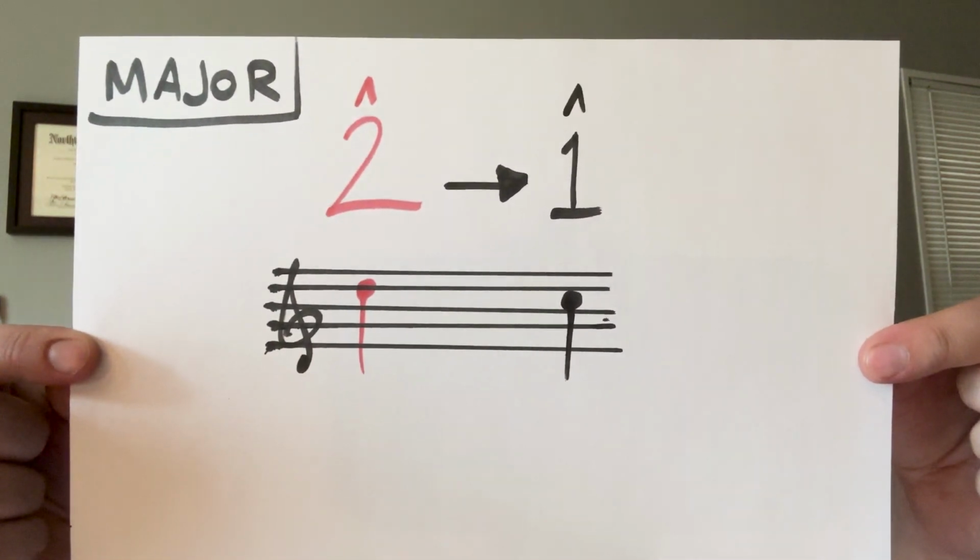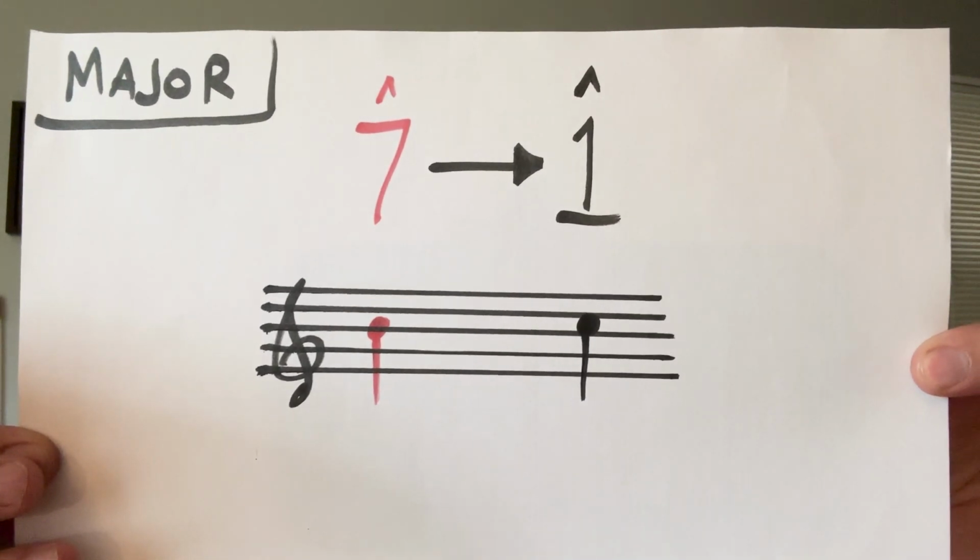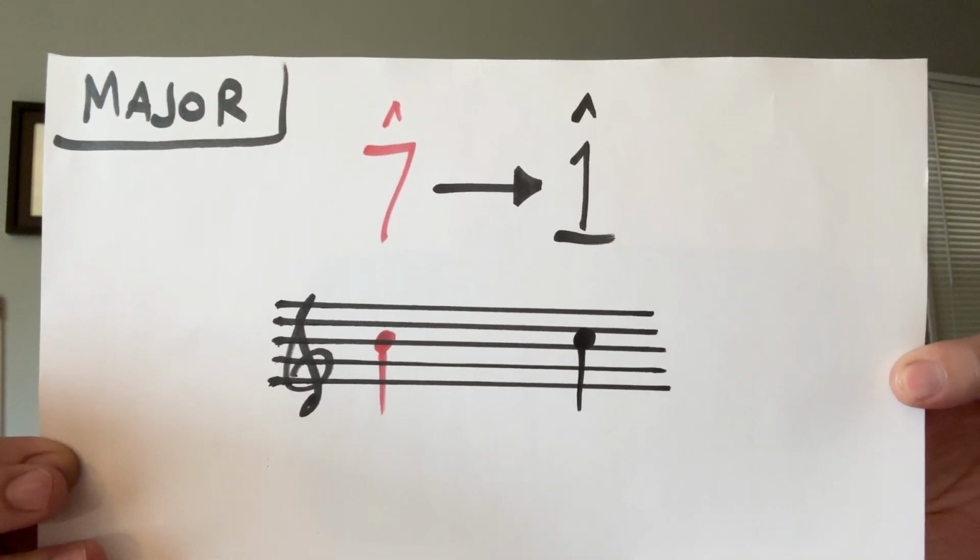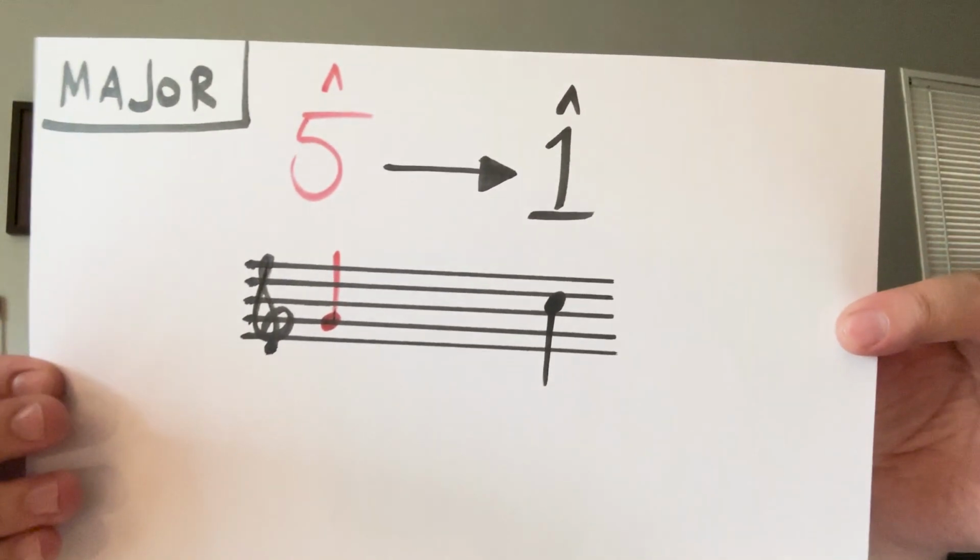So if we break it down, starting first with the tendency pairs that gravitate towards scale degree 1, the first one that we have is 2 to 1. The second one that we have is going to be 7 to 1. 7 to 1 is our leading tone, and so it pulls towards the tonic naturally. The last tendency pair that we have with scale degree 1 is 5 to 1.